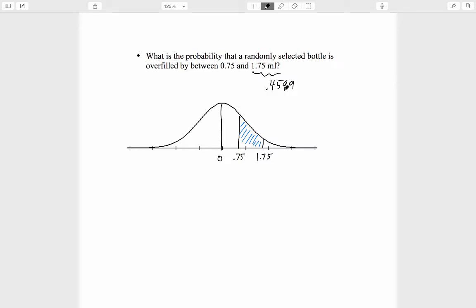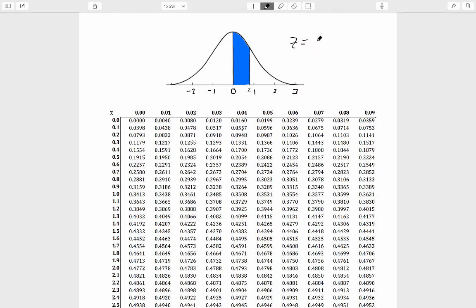Now, what does 0.4599 mean? Recall that it is the probability, which I'll now draw in red, that a randomly selected bottle is overfilled by something between 0 and 1.75 milliliters. A number that directly comes from a table always tells us the probability for a region that goes from 0 to somewhere, to that value of z. Now, if we look up 0.75 in the table, what will we find? We look in the 0.7 row and the 0.05 column. So 0.2734 is the probability that a bottle is between 0 and 0.75 milliliters overfilled.